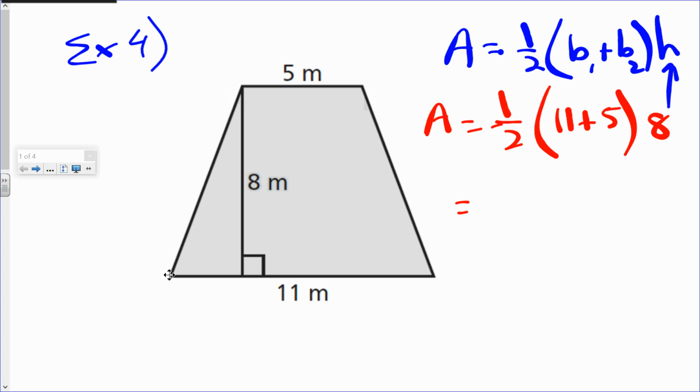I think in middle school you guys learned about PEMDAS. What does P stand for in PEMDAS? Thank you. Let's do parentheses. 1/2.